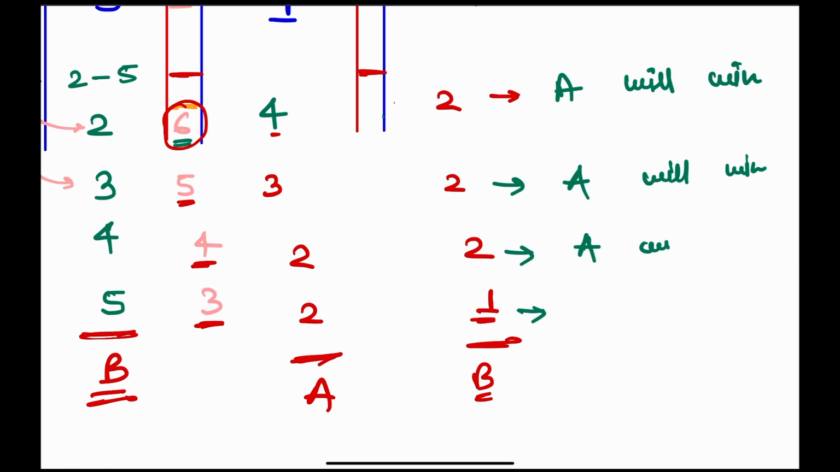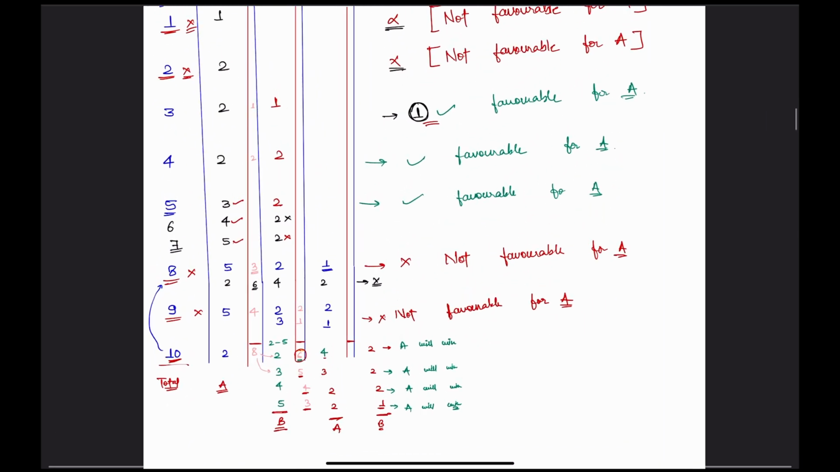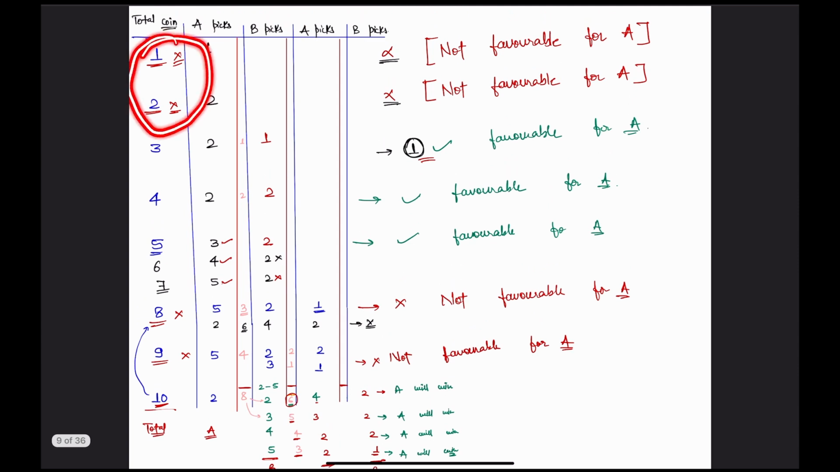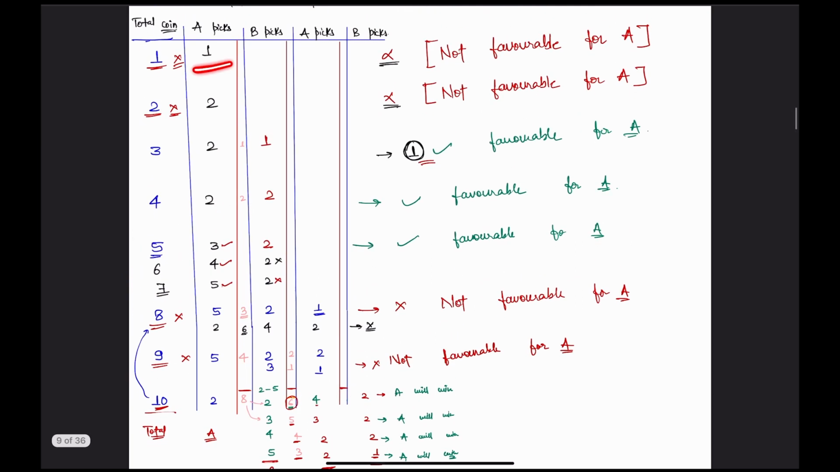A will win. A will win. So what we could understand from this whole thing is that A doesn't like these two, because if 11 is there, A can easily bring B to this point. We know that these are all losing positions. Why losing? Because there is nothing A can do but lose.